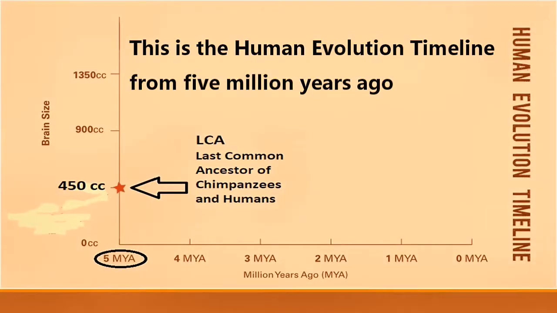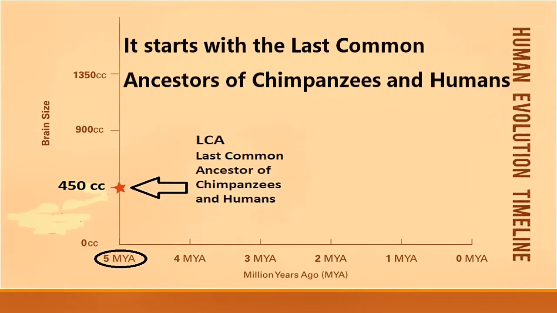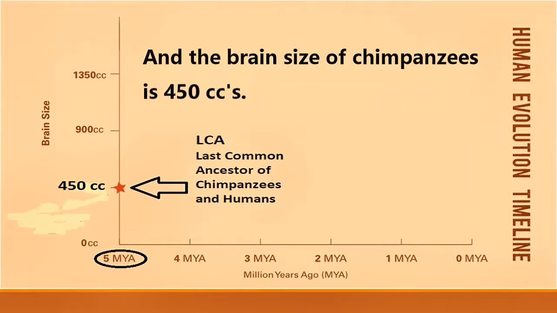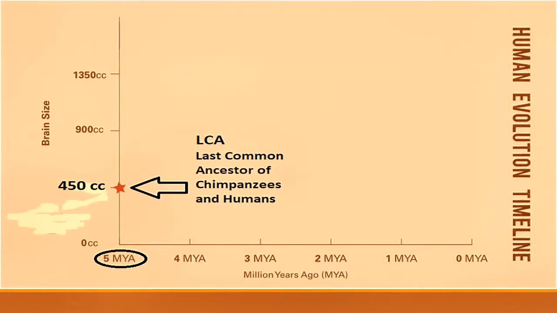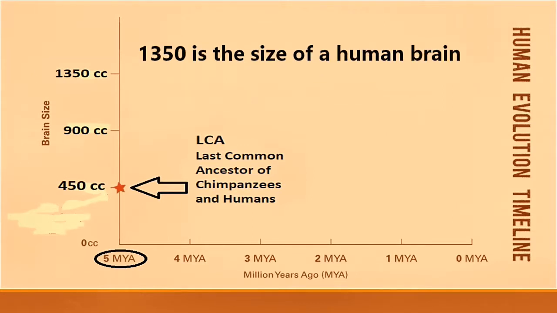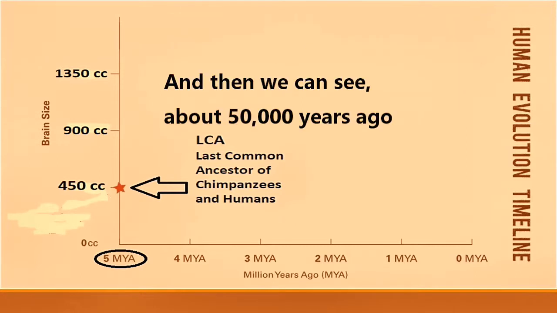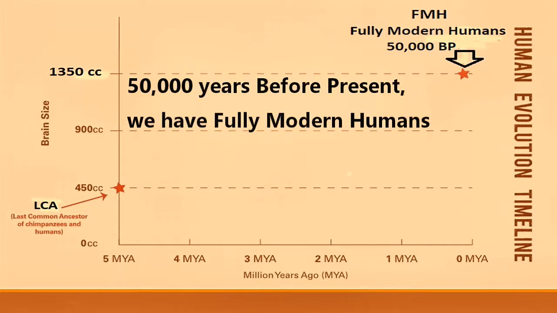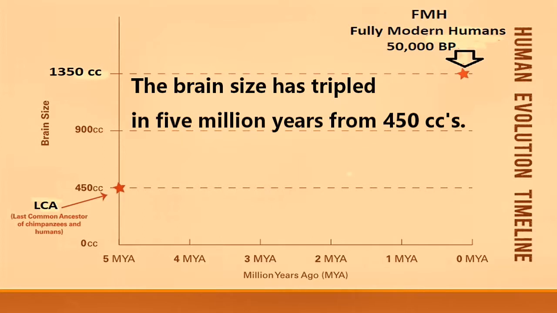This is the human evolution timeline from 5 million years ago. It starts with the last common ancestors of chimpanzees and humans. You see 5 million years ago down in the bottom left. And the brain size of chimpanzees is 450 cc's. So then, if we double that to 900 and triple that to 1350, 1350 is the size of a human brain. And you can see, about 50,000 years ago, we have fully modern humans. The brain size has tripled in 5 million years from 450.